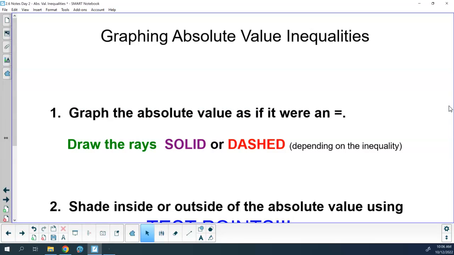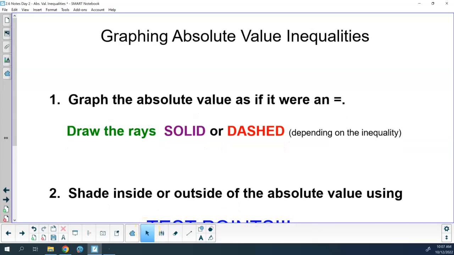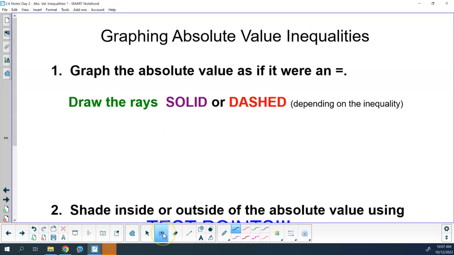So the first thing that you're going to do is graph the absolute value as if it were an equal sign. Now, remember, with absolute value comes a little bit more. First off, remember it's absolute value, so it's a V, either a right side up V or an upside down V. So remember that we had that fun-filled y equals a times the absolute value of the quantity x minus h, then plus k. So that's what it's going to look like.